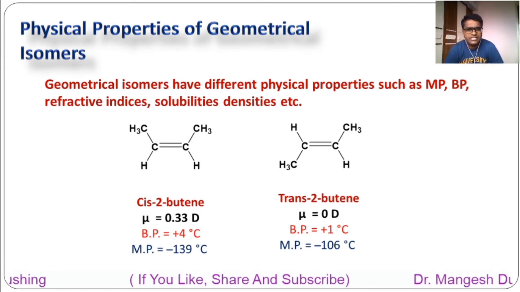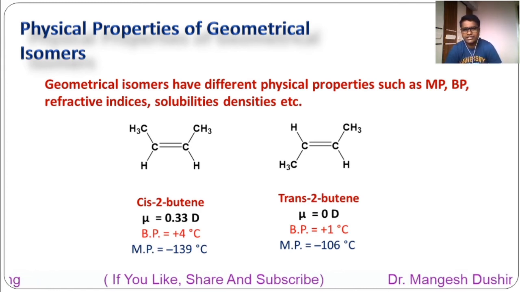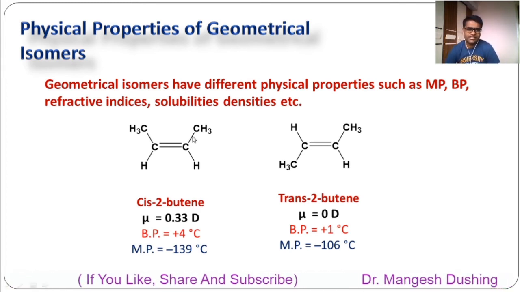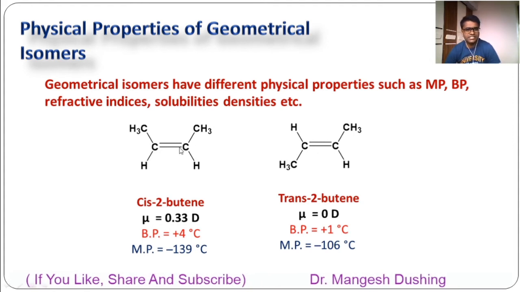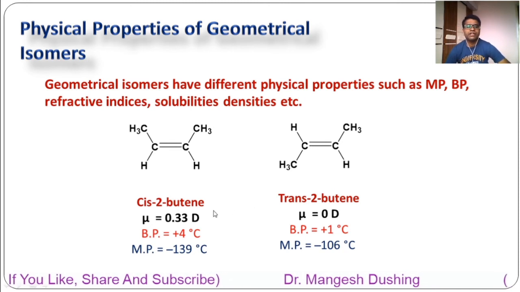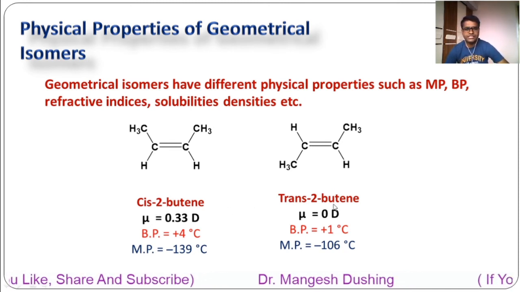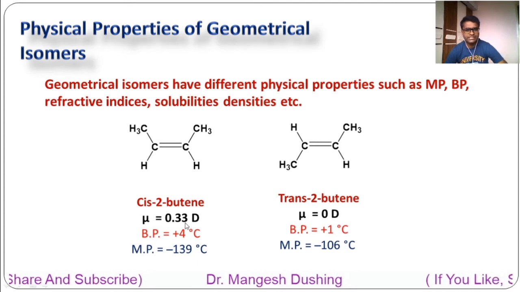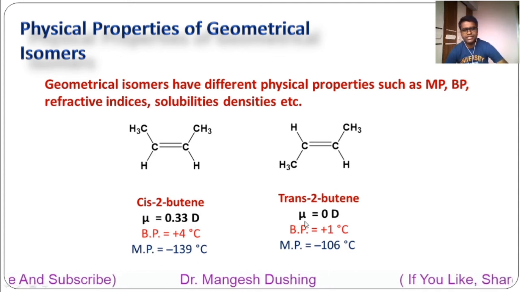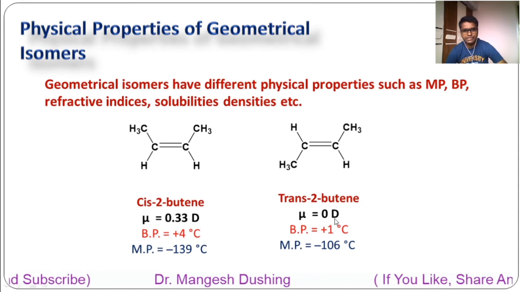So now this is cis 2-butene and trans 2-butene. Tell me friends, is this E or Z? Yes, this is Z and this is E. Now this is cis 2-butene, this is trans 2-butene. This is their dipole moment. Dipole moment is 0.33 D. His dipole moment is equal to 0 D.